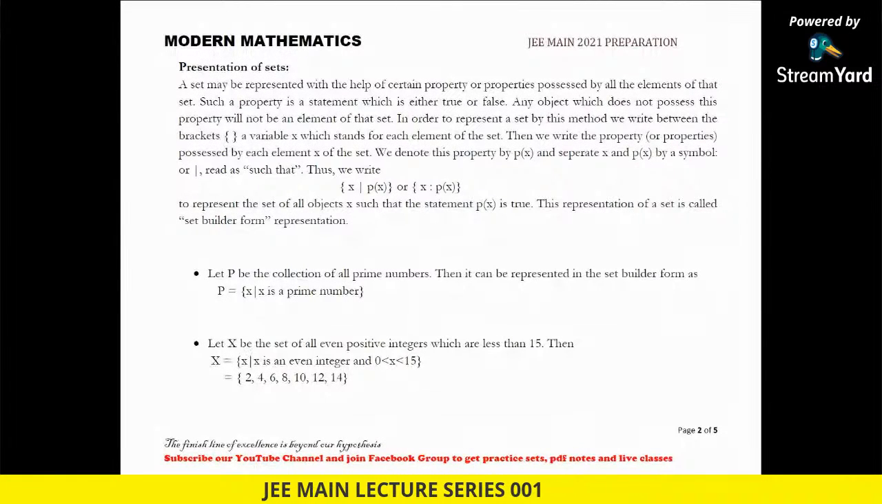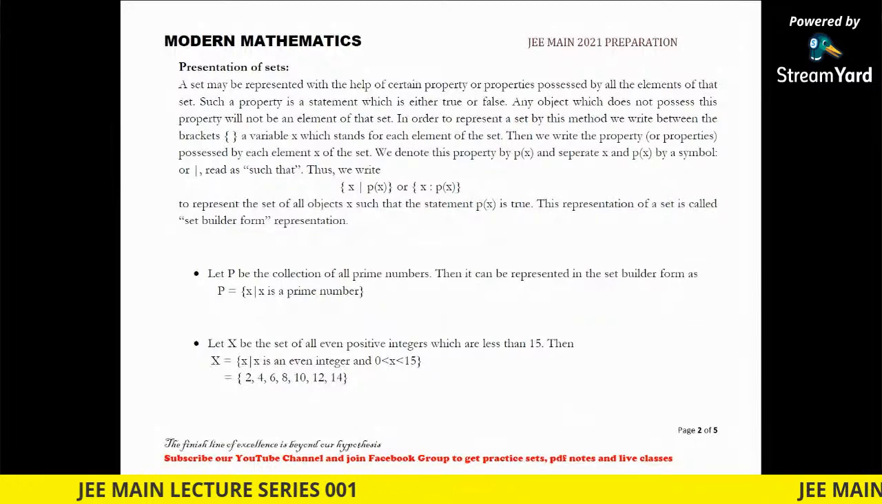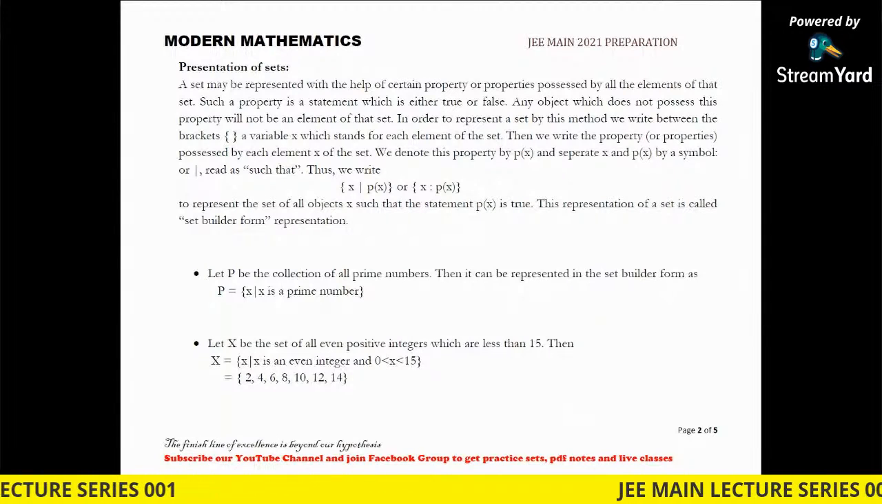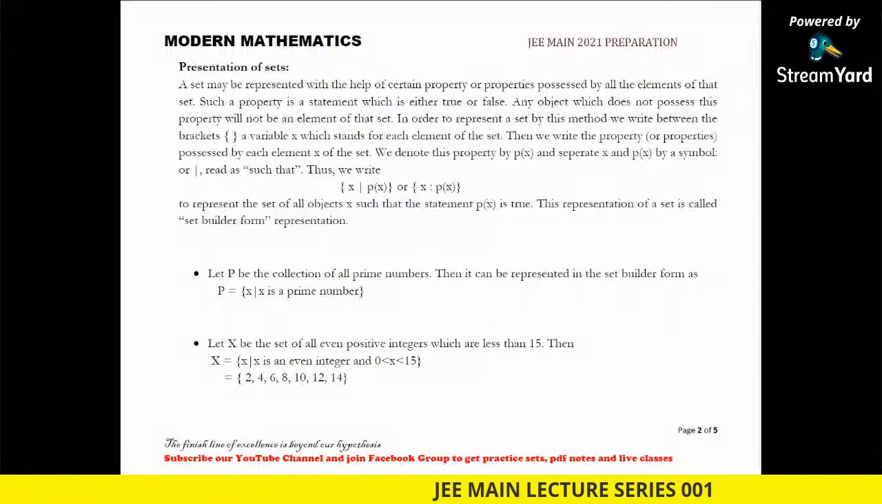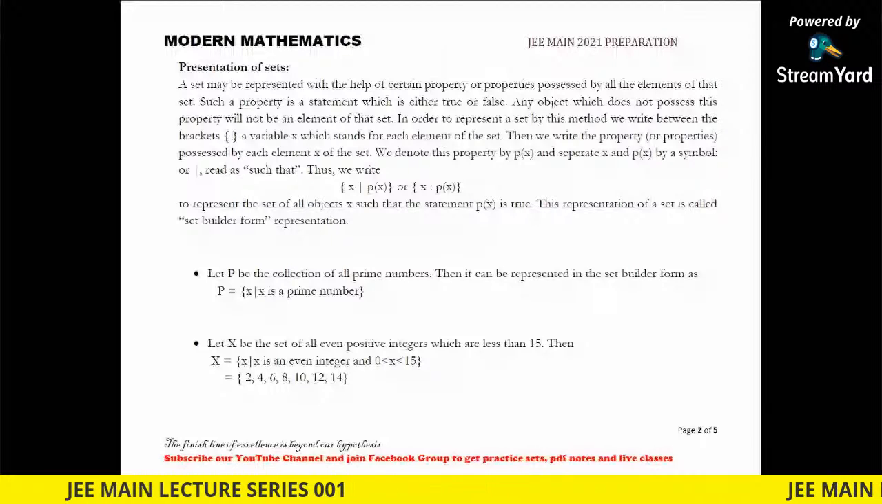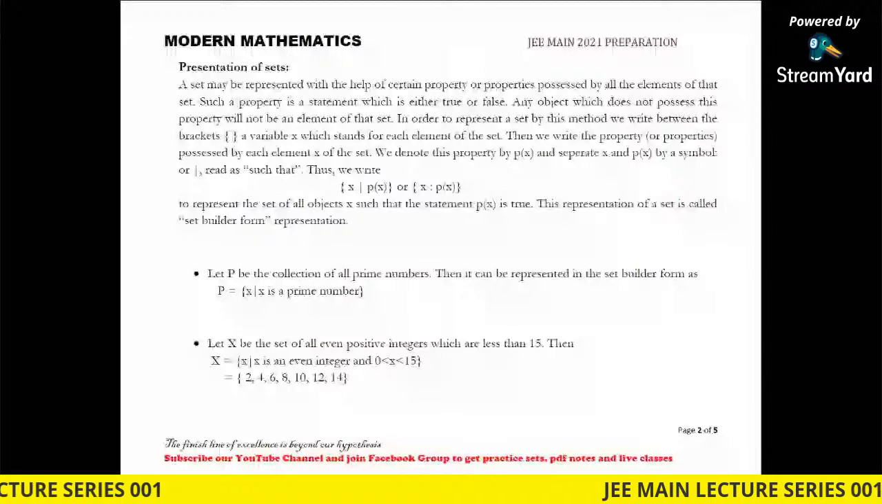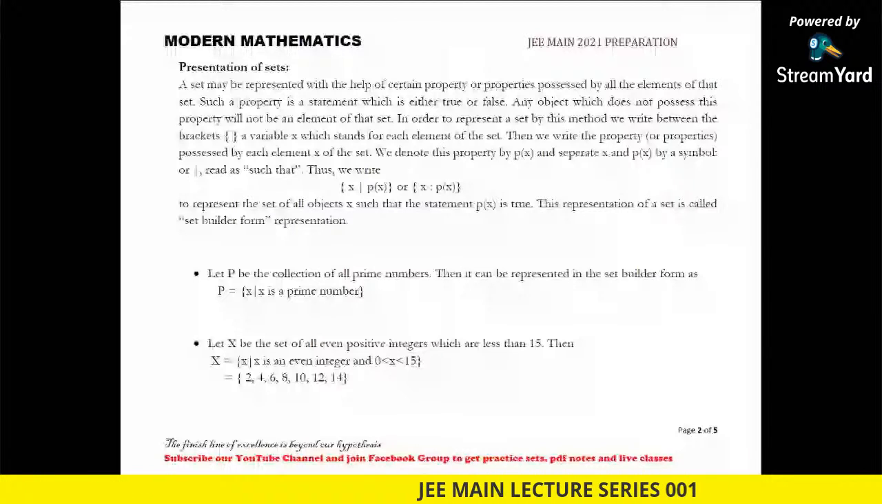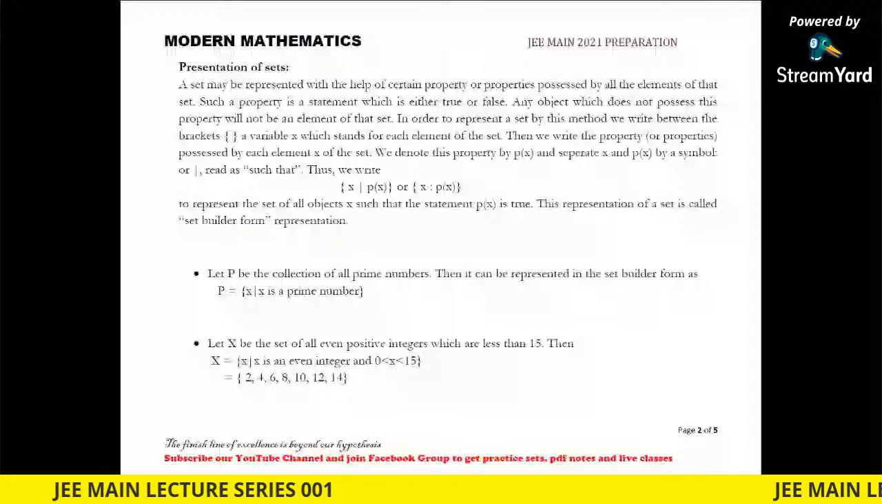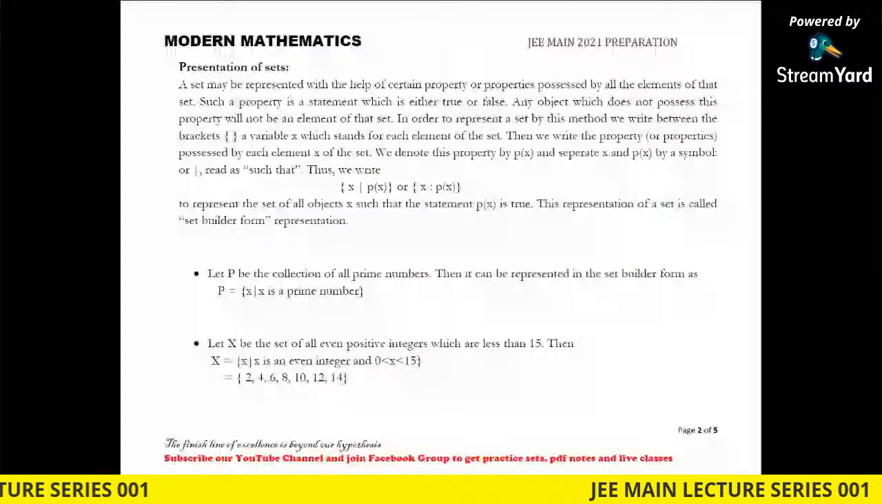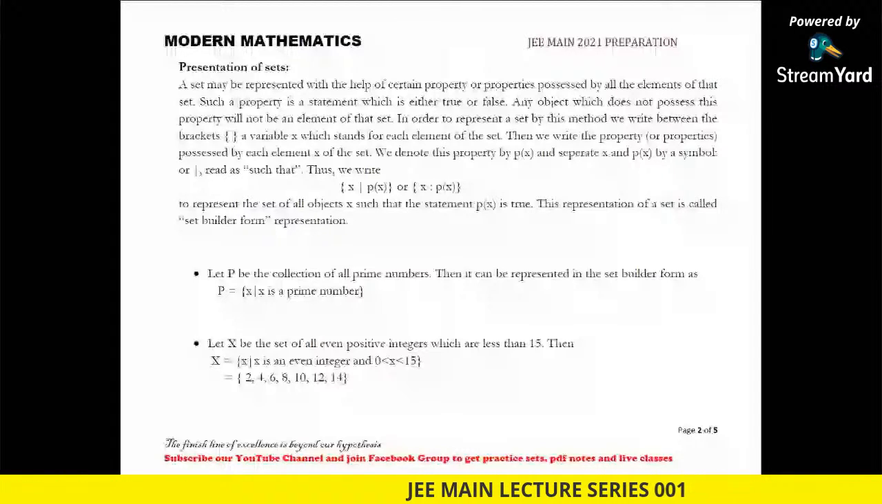Okay, the first type is where you express all the elements explicitly; this is called the roster method. If you express the set with a condition or statement, this is called the set builder method or set builder form.